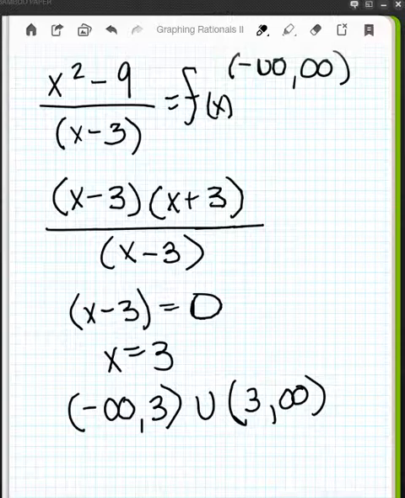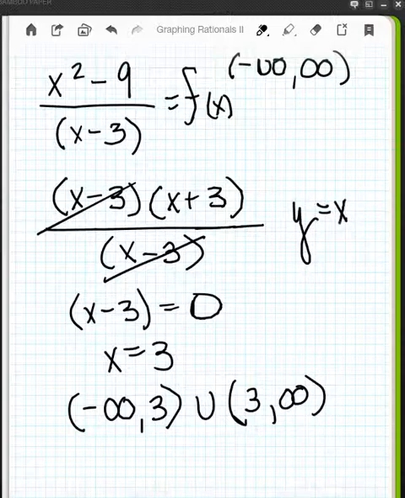Let's look at another example. Oh, we need to look at one more thing here. Notice that we have a factor in the numerator and the denominator that are the same. So we're going to cross those off, and when we go to graph this, it's actually going to look like y equals x plus 3. However, this restriction on the domain still remains, so this is actually going to be a hole.